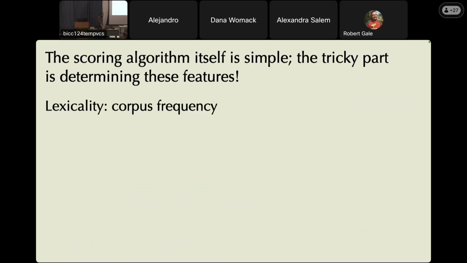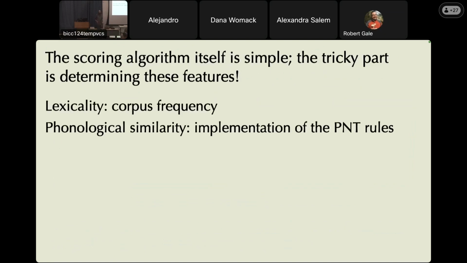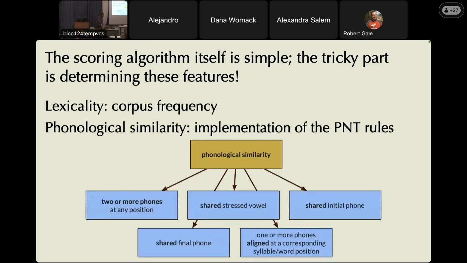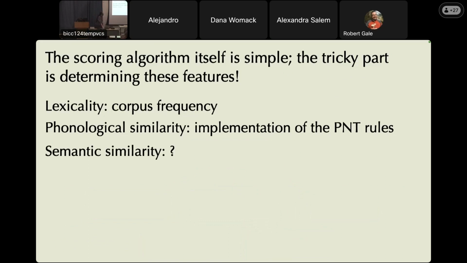It works quite well. For lexicality, we use corpus frequency of a word. Something might technically be a word because it's in the dictionary, but it's really rare, and we're like, okay, it's not a word. We figured out empirically what the right threshold is for that. We implemented computationally the PNT rules for phonology, so we can take the word and find the syllables and the consonant clusters and do the alignment and all of that. The last part was semantic similarity.